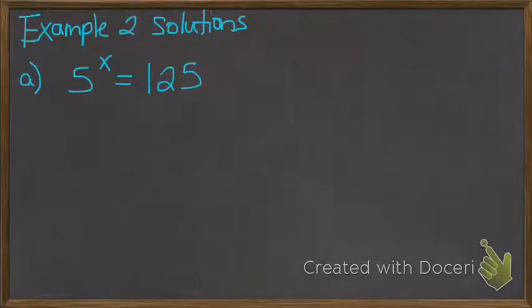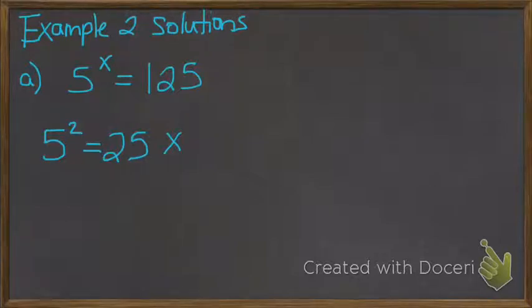What number could x be so that 5 to the power of that number gives you 125? Well, if you want to start, we could test values that we already know. For example, 5 to the power of 2. We know 5 to the power of 2 is 25, so that's definitely not the right answer. On your calculator, try different values for x until you find the one that equals 125.